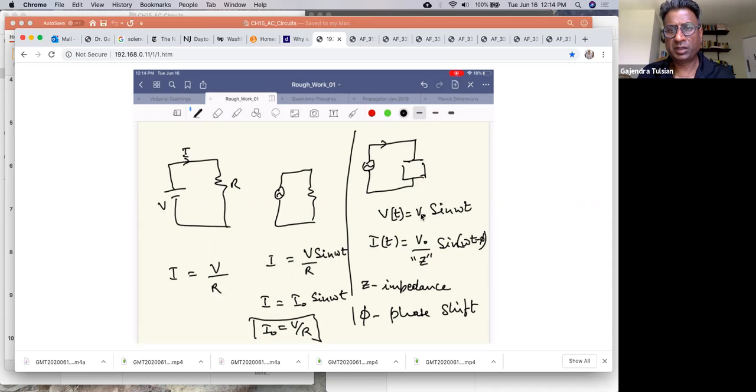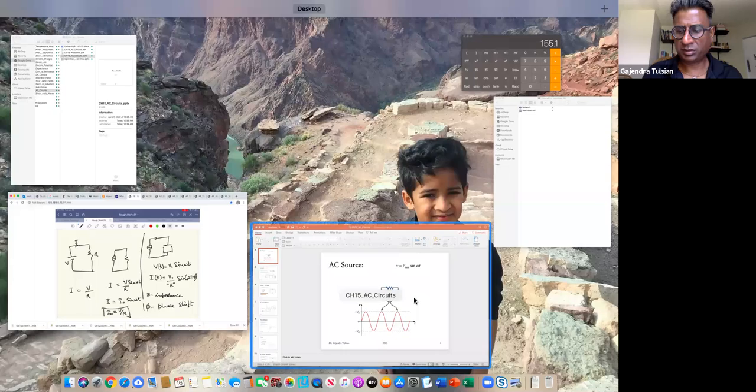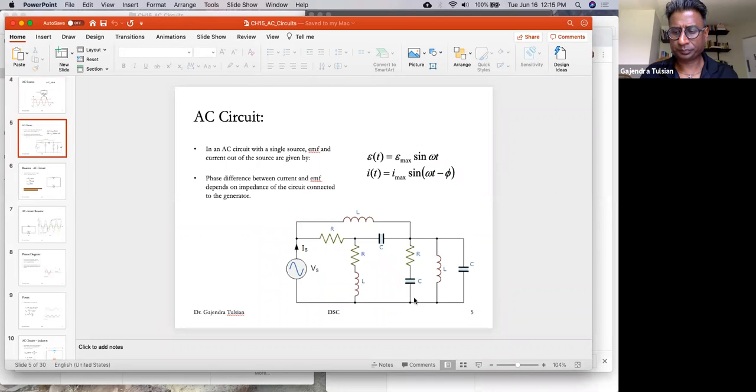This AC source was V(t), the voltage as a function of time, V0 times sine omega t, and the current I(t) was V0 over Z. Z is the impedance of the circuit, and there's a phase shift. The current lags by phi to the voltage. So the two things we were interested in for these AC circuits were Z, the impedance, and the phase shift. The current amplitude is Vmax over Z, and the phase shift is what we are interested in.